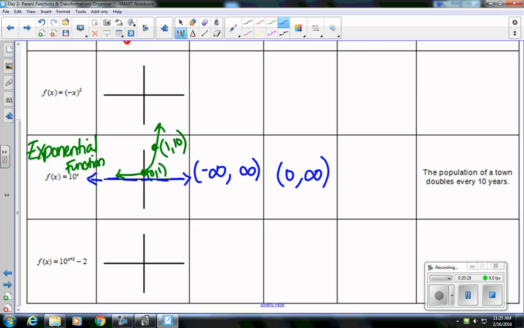Let's talk about some symmetry and transformations. There is no symmetry for this graph.